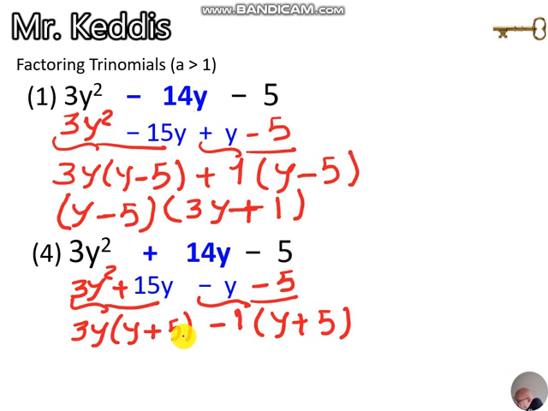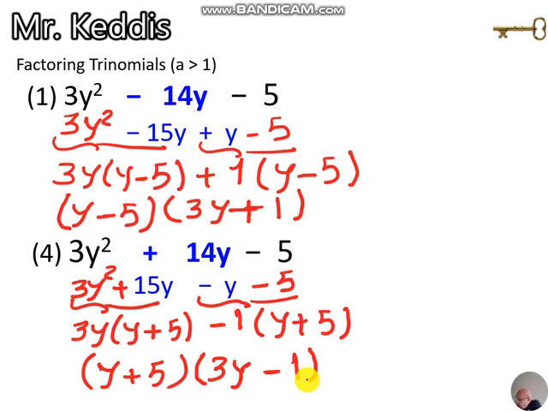You have y plus 5 is a common factor. If you multiply this by 3y, you get the first term. If you multiply y plus 5 times the negative 1 by using distributive property, I get the second term. And when you multiply these two binomials, I get this trinomial back.